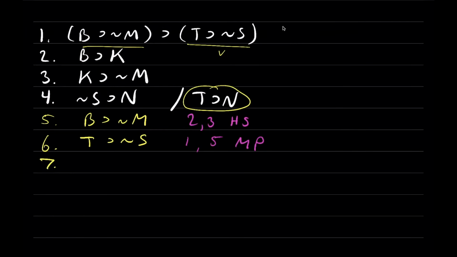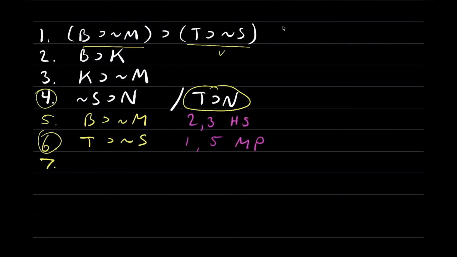So we're trying to get T implies N. That's the goal. That's the conclusion that we're trying to show follows from these premises. The next thing I notice is that we have 2 conditionals here where the antecedent of one is the consequent of the other. I'm going to just circle them here, line 4 and line 6.